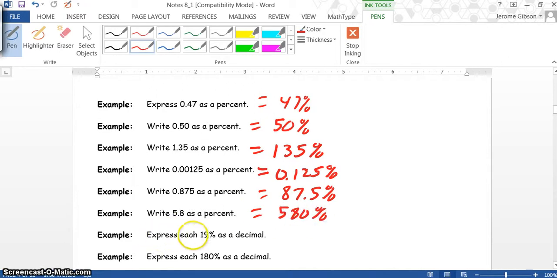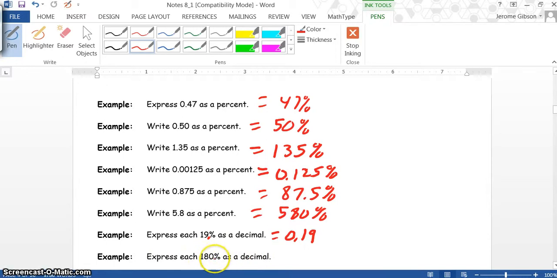Now the example here says express 19% as a decimal. First of all, we don't see a decimal here. But remember, it's always assumed to be a decimal after the last digit of a number. So technically the decimal is behind the 9. So we will move that decimal 2 places to the left, and that will give us 0.19, and we will drop the percent sign.